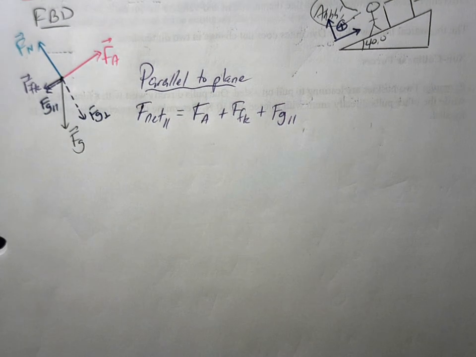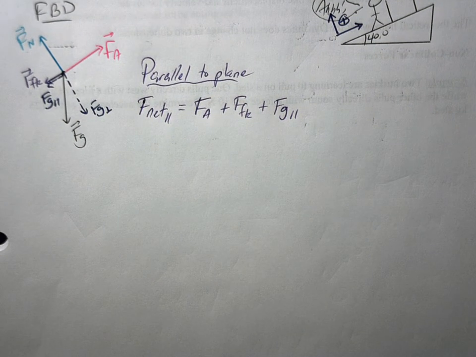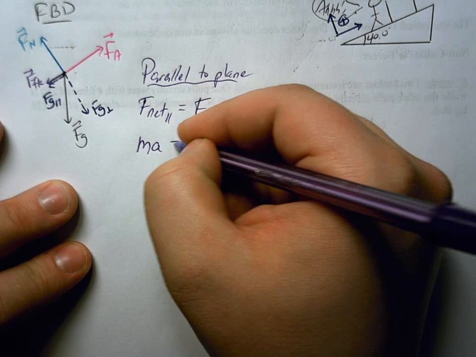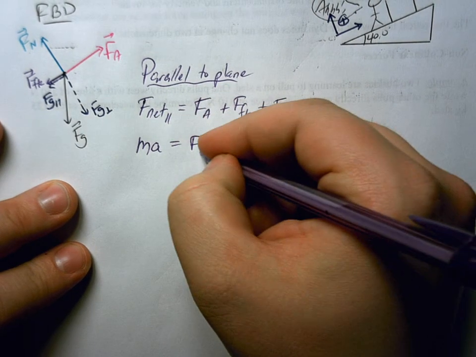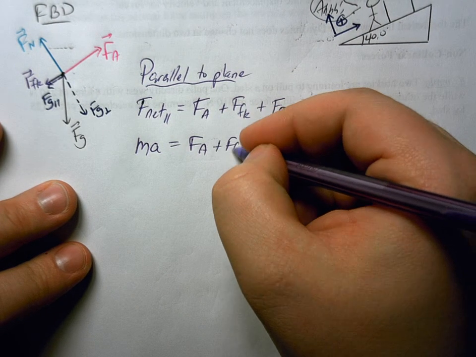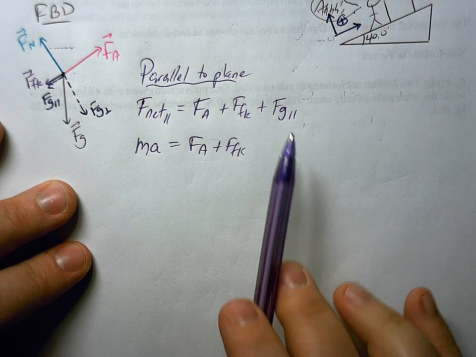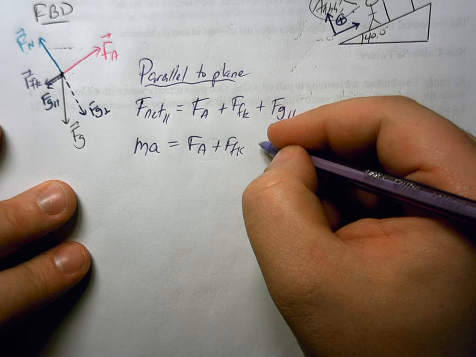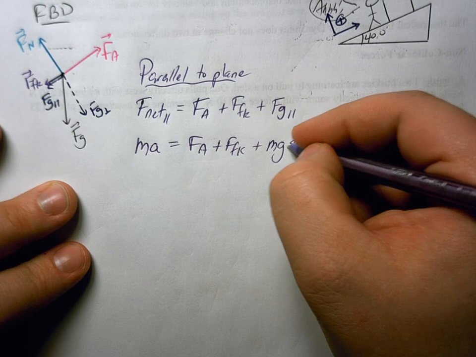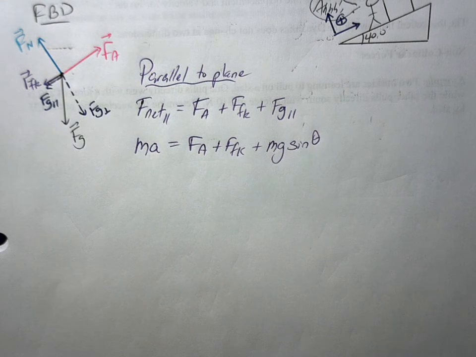Now in this case, the object's moving. We're told its acceleration, so we know F net is going to be ma. Fa is what we're looking for. The force of kinetic friction, I'm going to leave this alone for a second. And the force of gravity parallel, we have this mg sine theta.